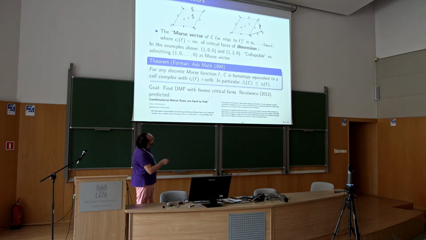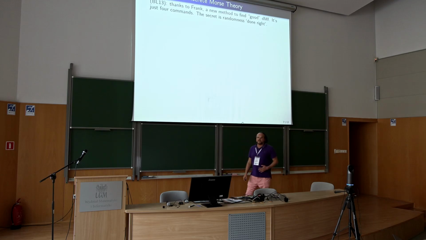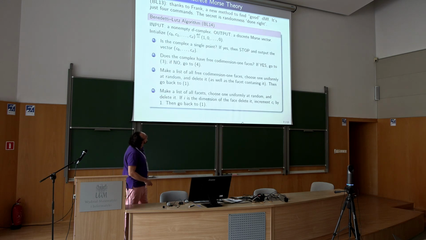Here you see more of the quote. The theory has found beautiful applications, but it has one limitation: discrete Morse functions are hard to find. It's a direct quote from this paper. This belief was overturned the next year, mostly thanks to Frank, because there was a new method to find a good discrete Morse function, which consists of just 4 commands.